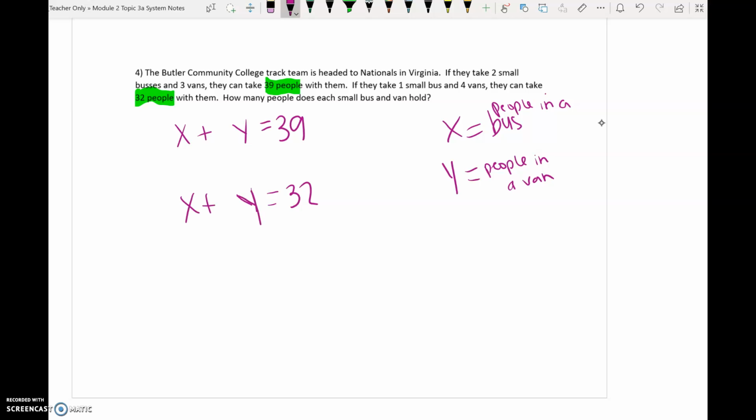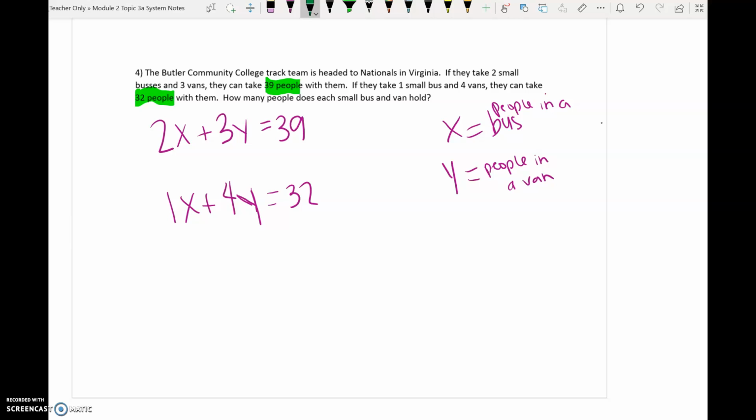From here, I want to look at each one and figure out how many buses and vans they take to total that many people. The first one says they take 2 small buses and 3 vans. The second one says they take 1 small bus and 4 vans. So I have my equations.